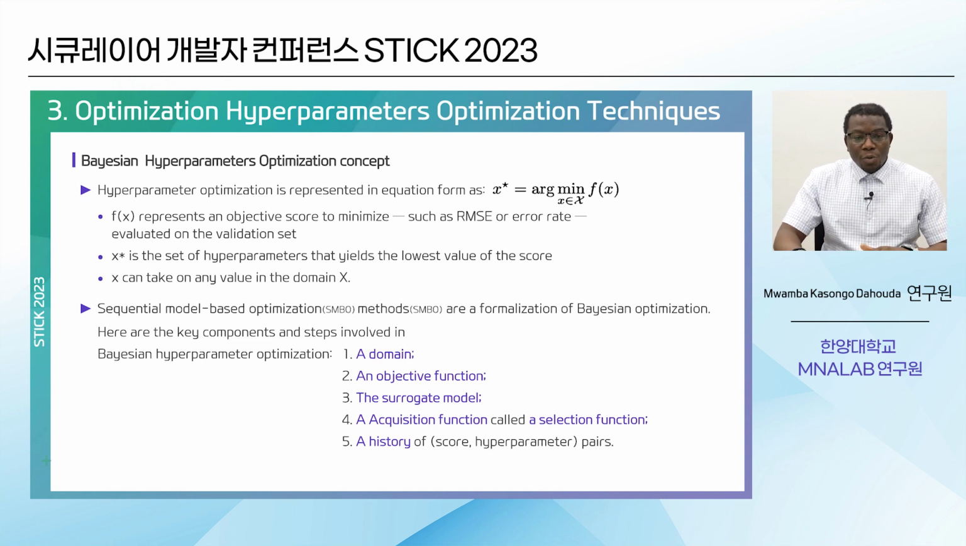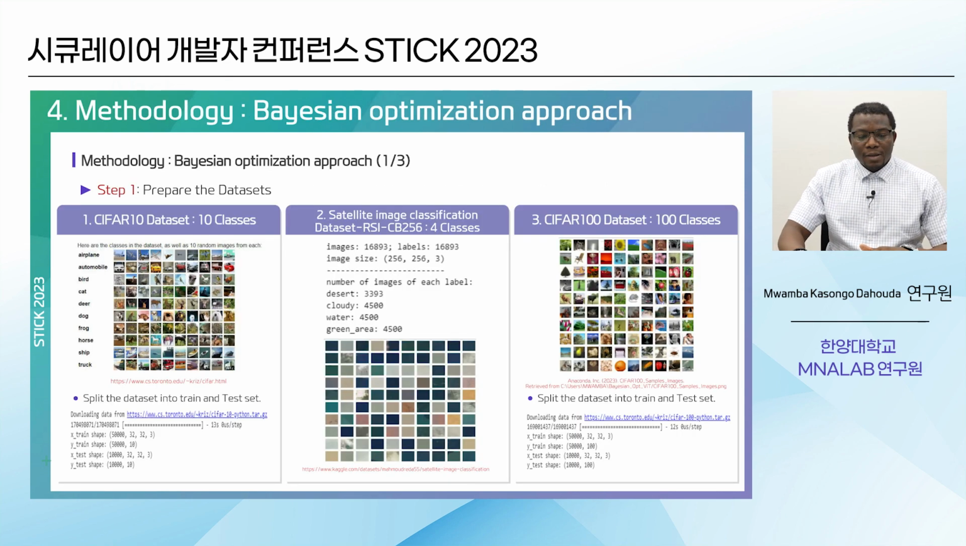Here are the key components and steps involved in Bayesian HPO. We have a domain, an objective function, the surrogate model, the acquisition function, and a history. A classification data set is a collection of labeled images that are used to train machine and deep learning models to recognize and classify objects. Here we have used 3 image data sets: the CIFAR-10, which has 10 classes, a satellite image data set, which has 4 classes, and the CIFAR-100 data set, which has 100 classes.